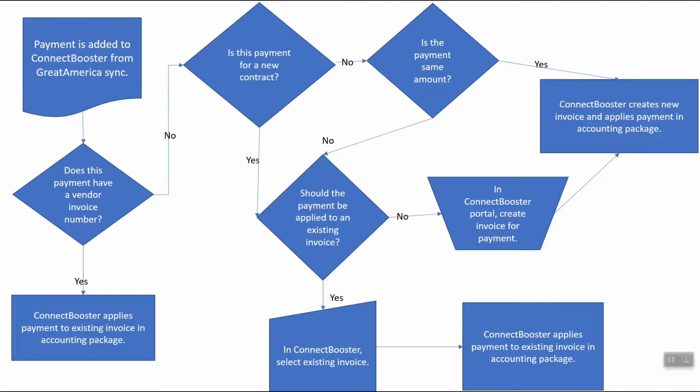In order for a payment to be applied properly in the accounting software, it needs to have an invoice to be applied towards. Our integration will allow the payment to be applied towards an existing invoice or by creating a new one. This flowchart shows the logic we use to determine whether to use an existing invoice or let you create a new invoice. Let me break it down into the different scenarios.